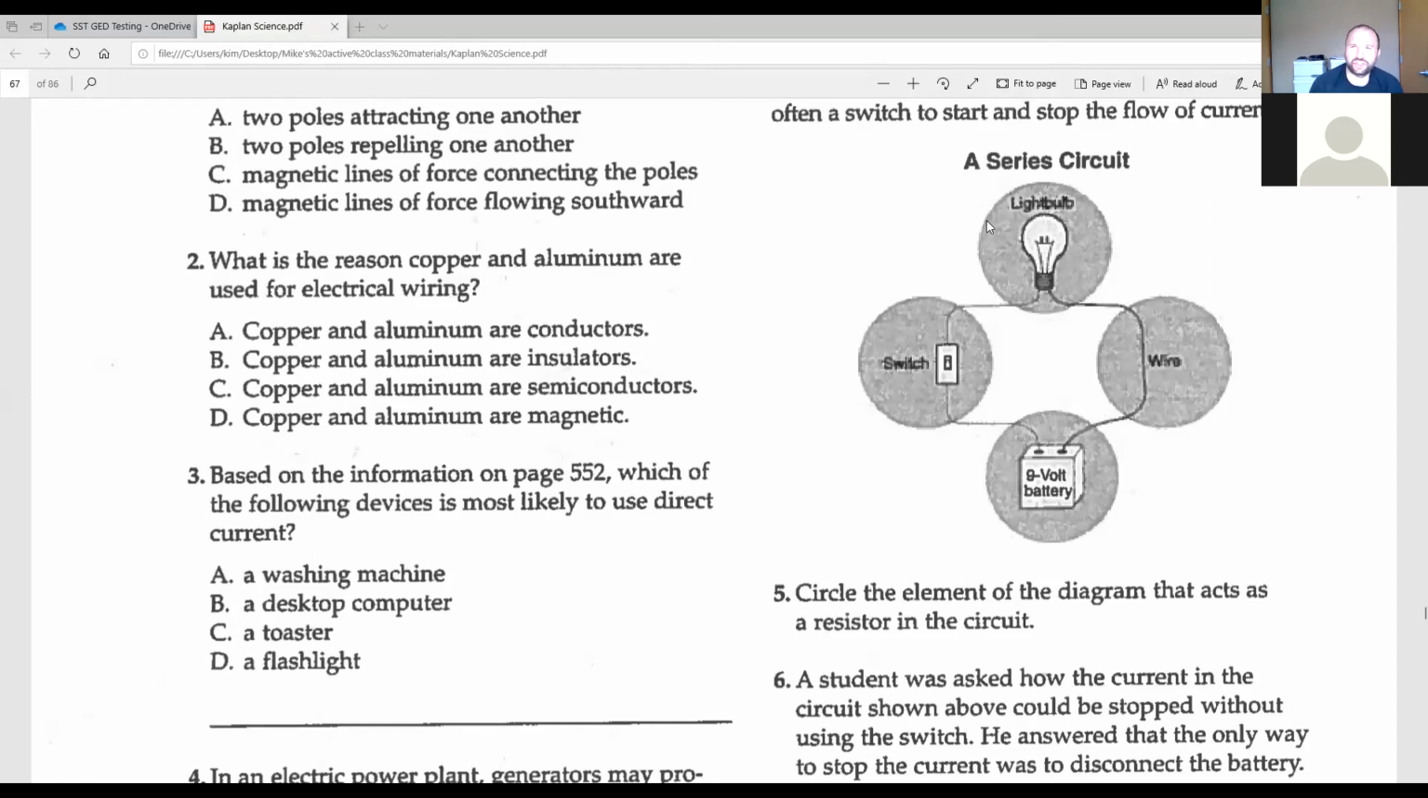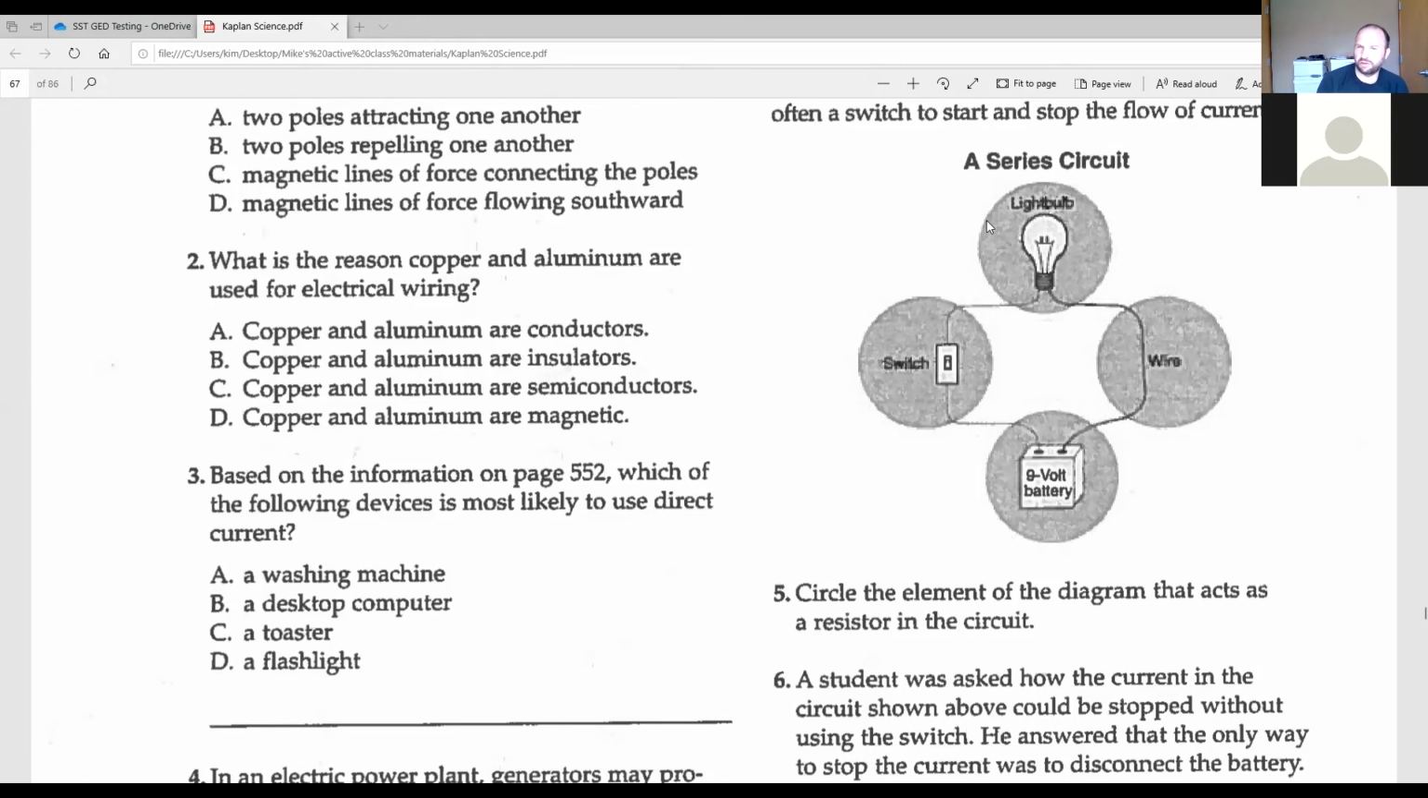Remember, if we're trying to generate electricity, what are we looking for? Do we want conductors, insulators, or semiconductors? Well, we for sure can throw out D, because being magnetic doesn't factor into this question. So is it A, B, or C? And remember, insulators restrict electric flow, so we know B is not going to be right. Semiconductors were what we just talked about, which allow electricity to flow at a lower, more regulated level. But when we're talking about electrical wiring, we need a lot of electricity to flow quickly and freely. And so A is the right answer. Copper and aluminum are conductors.